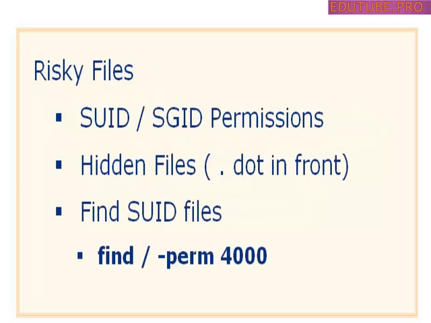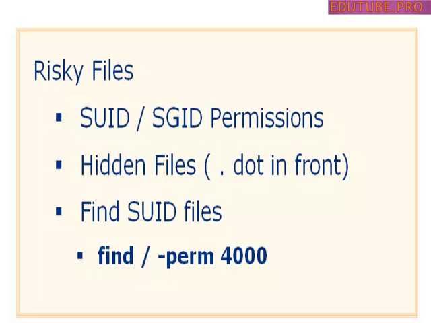And then there are the risky files. Primary problem files relate to those with SUID and SGID permissions. Other risky files are hidden files. Hidden files are those with a dot in front. One way to manage risky files is to find which of those have SUID and SGID permissions.